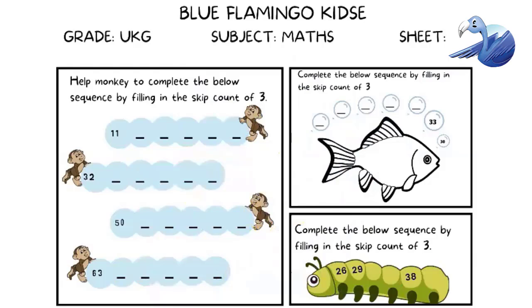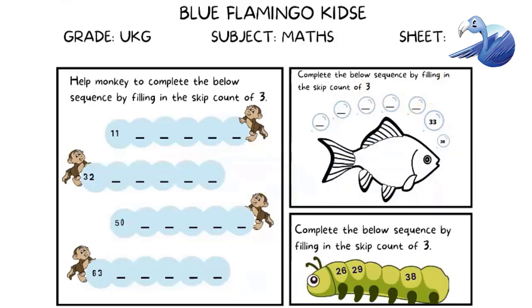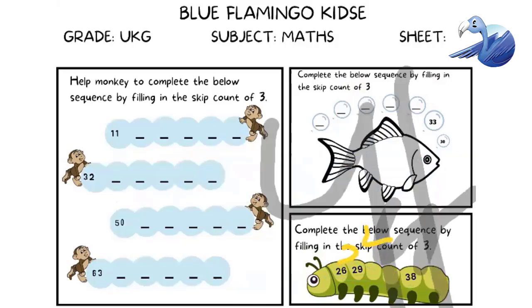Now complete the below sequence by filling in the skip count of number 3. Okay, complete it. Now next, complete the below sequence by filling in the skip count of number 3. So 26, you can skip number 3. So you have to write 7, 8, 9. Now 10, 11, 12. So you have to write 29, 30, 31, 32. Then 33, 34, 35.